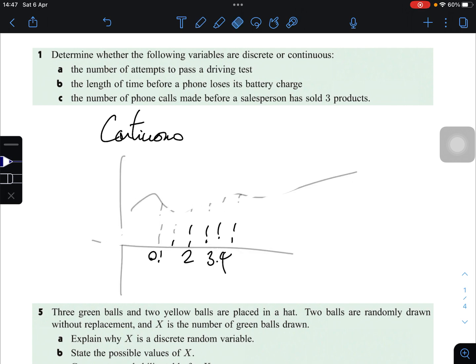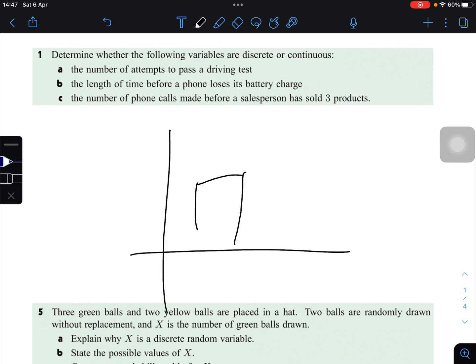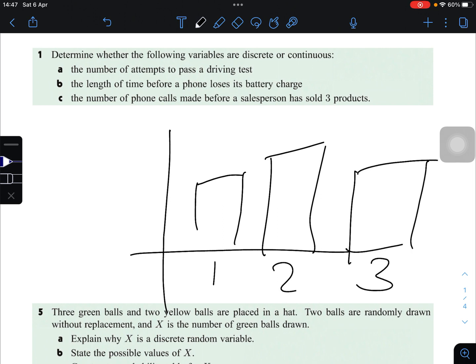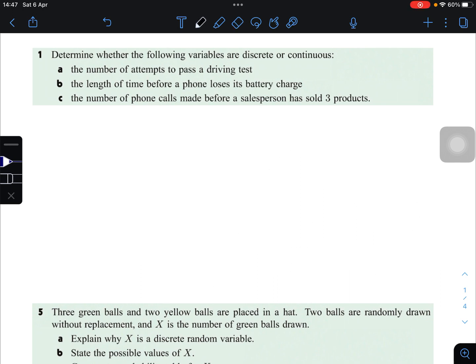Whereas for a discrete random variable, the difference is that it has to take specific values. So, for instance, like a bar chart: how many people do this in one try? How many people do this in 2 tries? How many in 3 tries? We're going to see from the examples they're giving us here. When it says number of attempts to pass a driving test, I think the average pass rate in the UK is currently 34%, which is very low. But you can still only pass or fail a driving test, and the number of attempts is going to be whole values: 1, 2, 3, 4, 5. You can't have 1.1 driving tests. So therefore, this is definitely discrete.